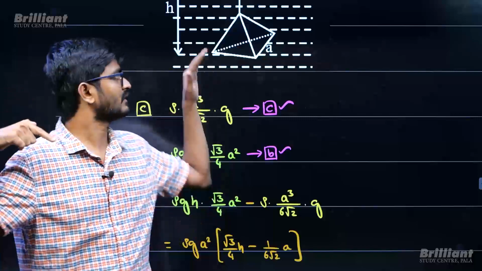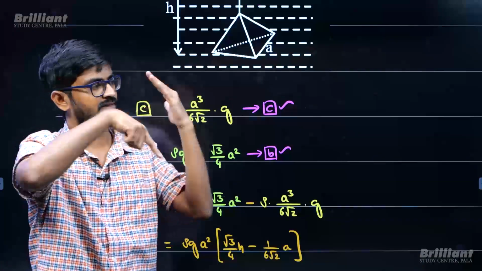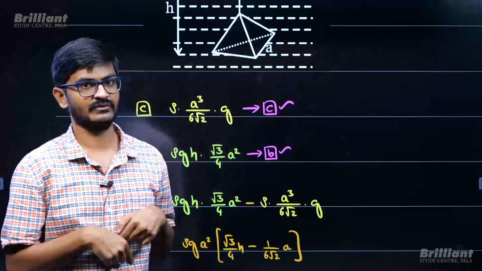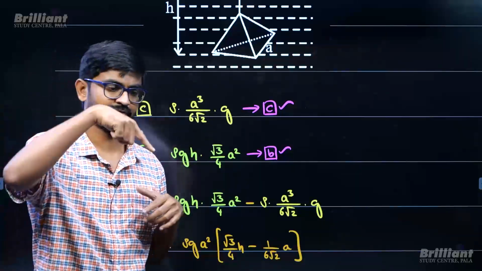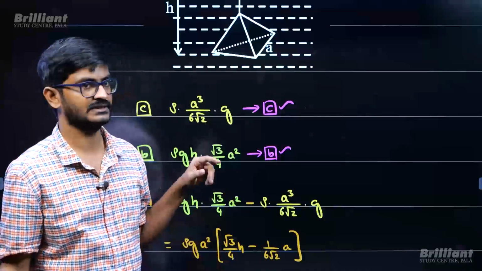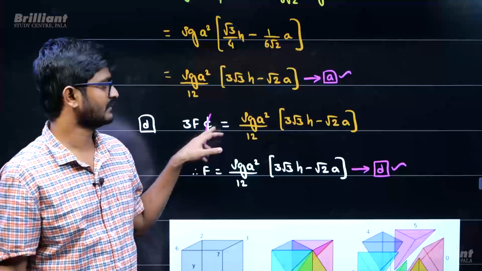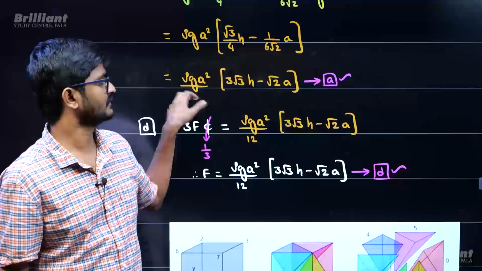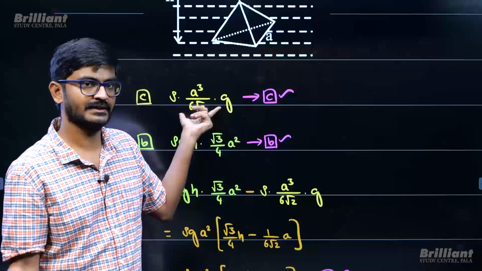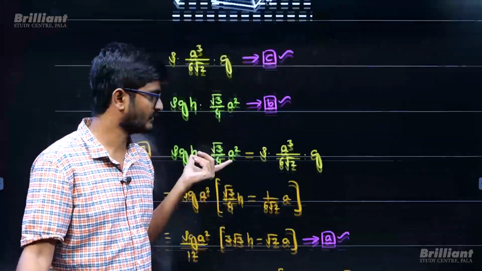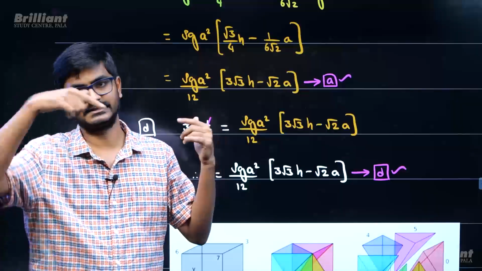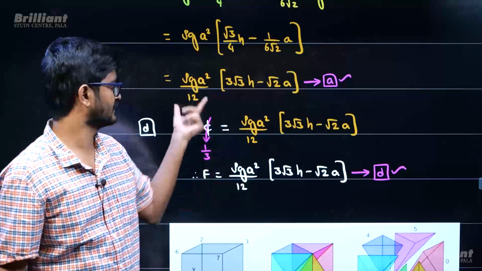On the first face, the force will be perpendicular to the face. On the second face also it will be perpendicular. On the third face also it will be perpendicular. The resultant will be in the downward direction. So if F is making angle theta with the vertical, the component is F cos theta, 3F cos theta. So 3F cos theta will be equal to the force which we have calculated already. See what we have calculated: the net force by the liquid, thereafter the force on the base, thereafter the force on the 3 sides together.